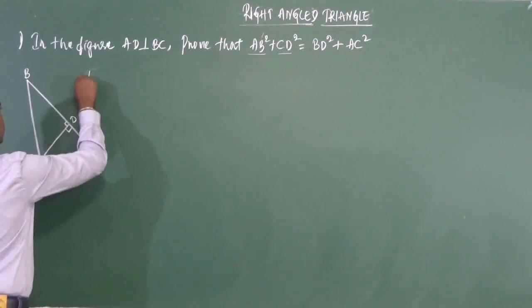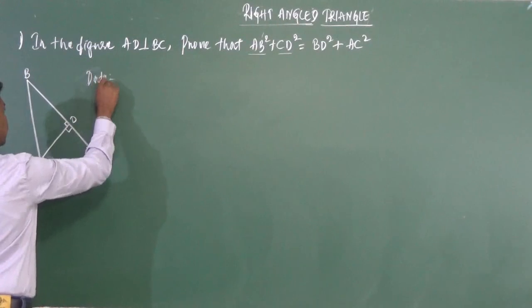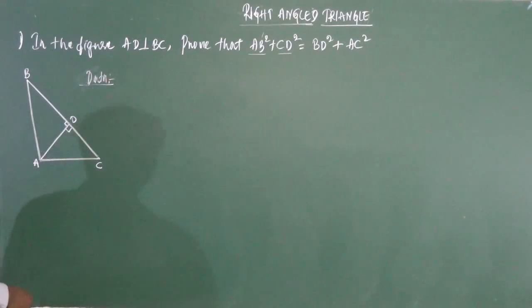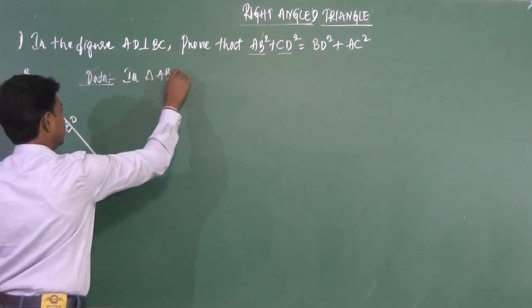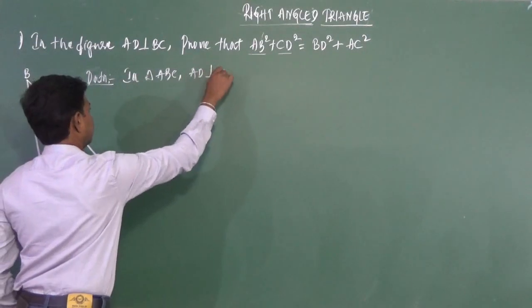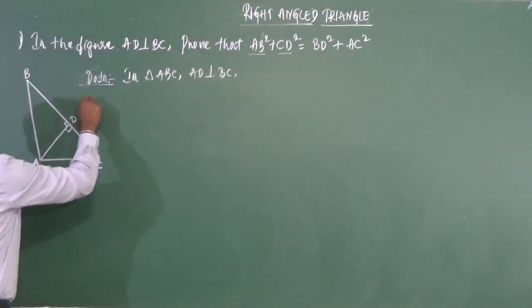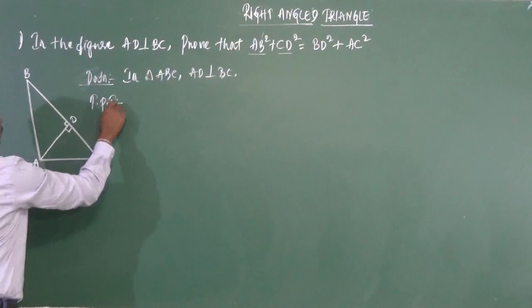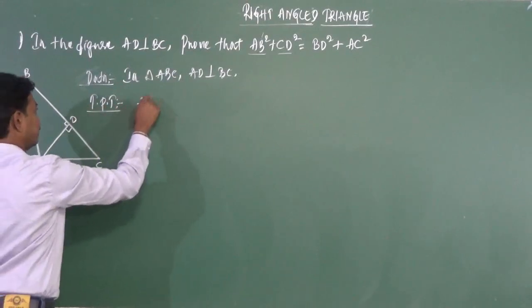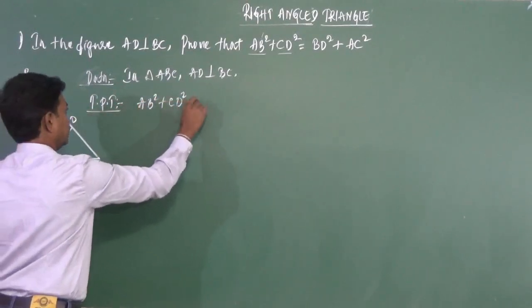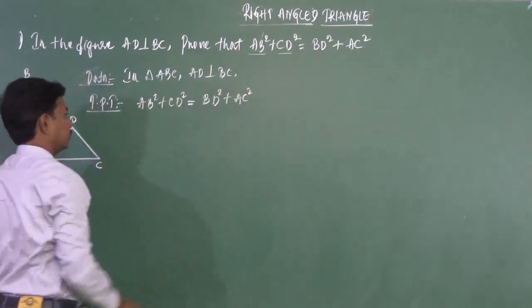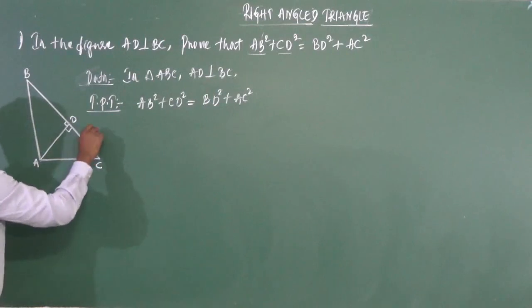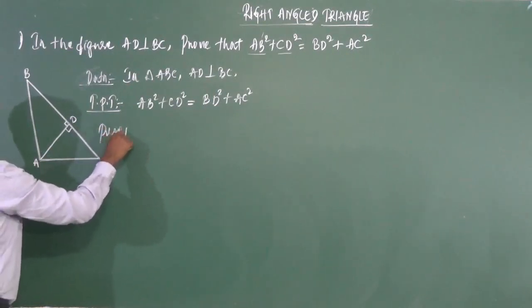According to the data, as it is a rider, we will go with the procedure like a theorem. So in triangle ABC, AD is perpendicular to BC. What is to be proved? We have to prove that AB square plus CD square is equal to BD square plus AC square. This is to be proved. Okay, so let us get into the proof.